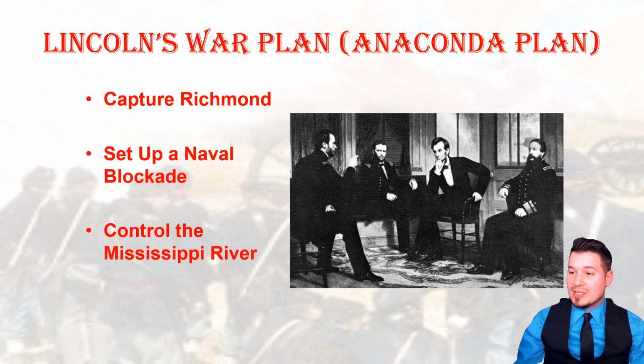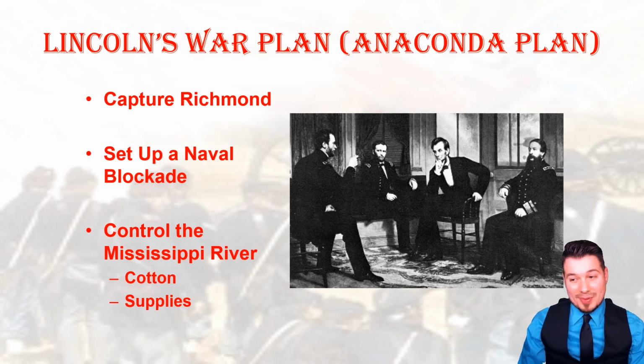He's going to control the Mississippi River. Again, not only would that split the Confederacy in half, but at the same time, it would allow a lot more ways to deliver troops, supplies, and so on. And of course, cotton. Lots of cotton. Because cotton is huge. That's going to be a moneymaker for the South. If we cut their supply off of that, then that's going to hurt them big time.